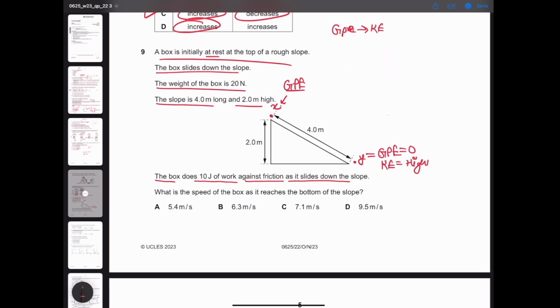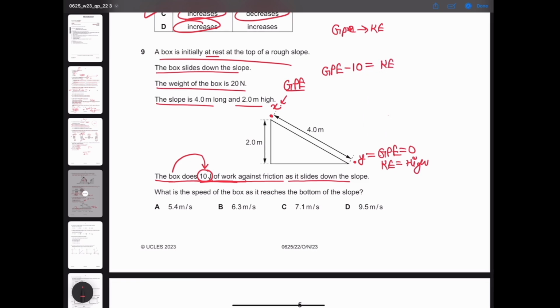But in this case, they're mentioning the box does this much work against friction. What it means is the box is utilizing some of its energy. How much? 10 joules. The box is utilizing 10 joules out of its total energy to move downwards. It simply means out of the gravitational potential energy you have, 10 joules has been utilized. So 10 joules you will subtract and the remaining will be converting to kinetic energy.